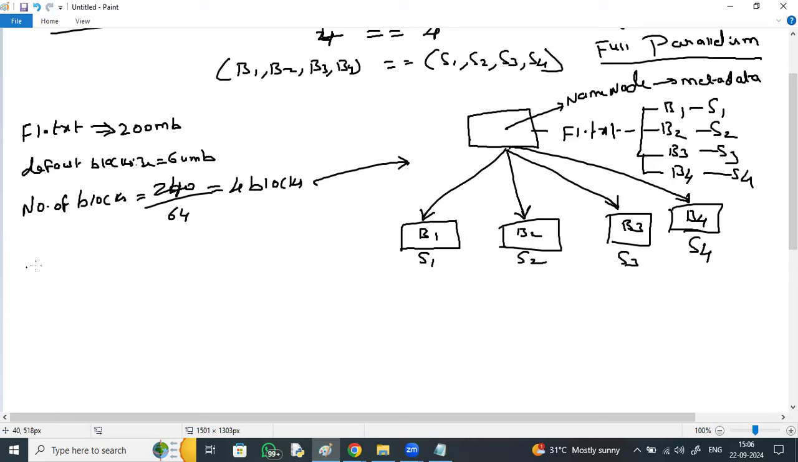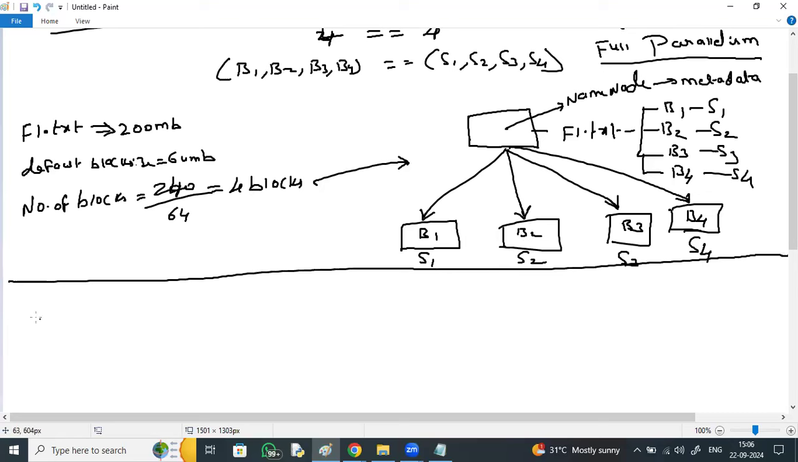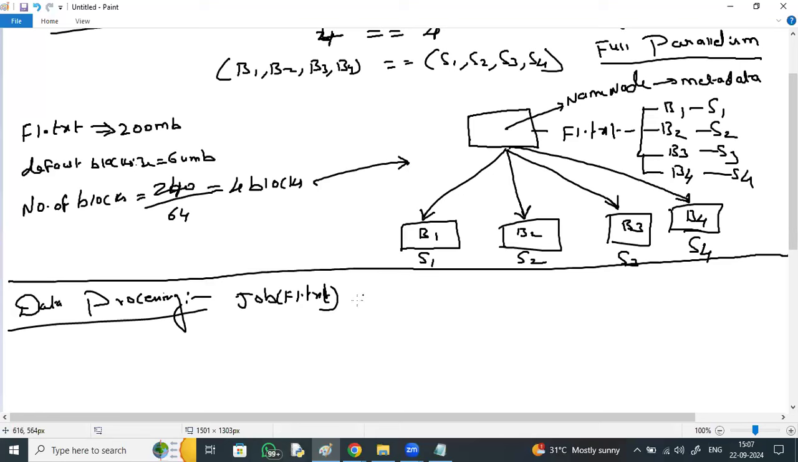Now, data processing. Data processing means your job is to process f1.txt. The job should be divided into tasks. Into how many tasks? If it is divided into tasks, then only you can see parallel processing. The tasks can be executed in parallel. Number of tasks.